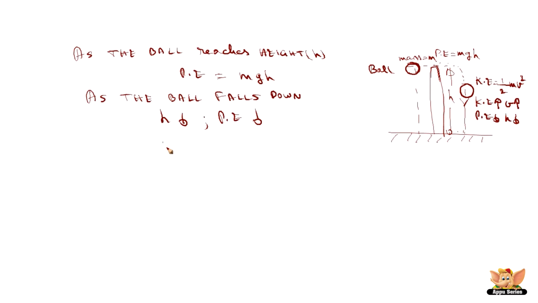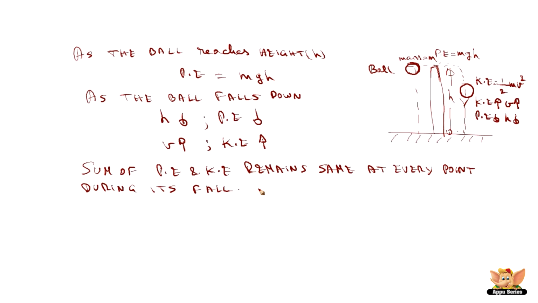So as the ball falls down, the velocity v starts increasing, so kinetic energy starts increasing because kinetic energy is half mv square. Having understood how the energy gets transformed from one form to another, and how as one is increasing the other is decreasing, we can state that gradually the potential energy gets converted into kinetic energy. So at any point of time, the sum of potential energy and kinetic energy is the same at every point during its fall.